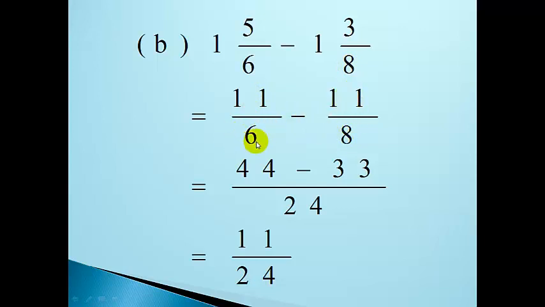We have to find the LCM, and the LCM of 6 and 8 is 24. 6 goes into 24 4 times. 4 times the numerator 11 is 44. Minus 8 goes into 24 3 times, and 3 times the numerator 11 is 33. Now 44 minus 33 is equal to 11. So we have 11 divided by 24. This is our answer.